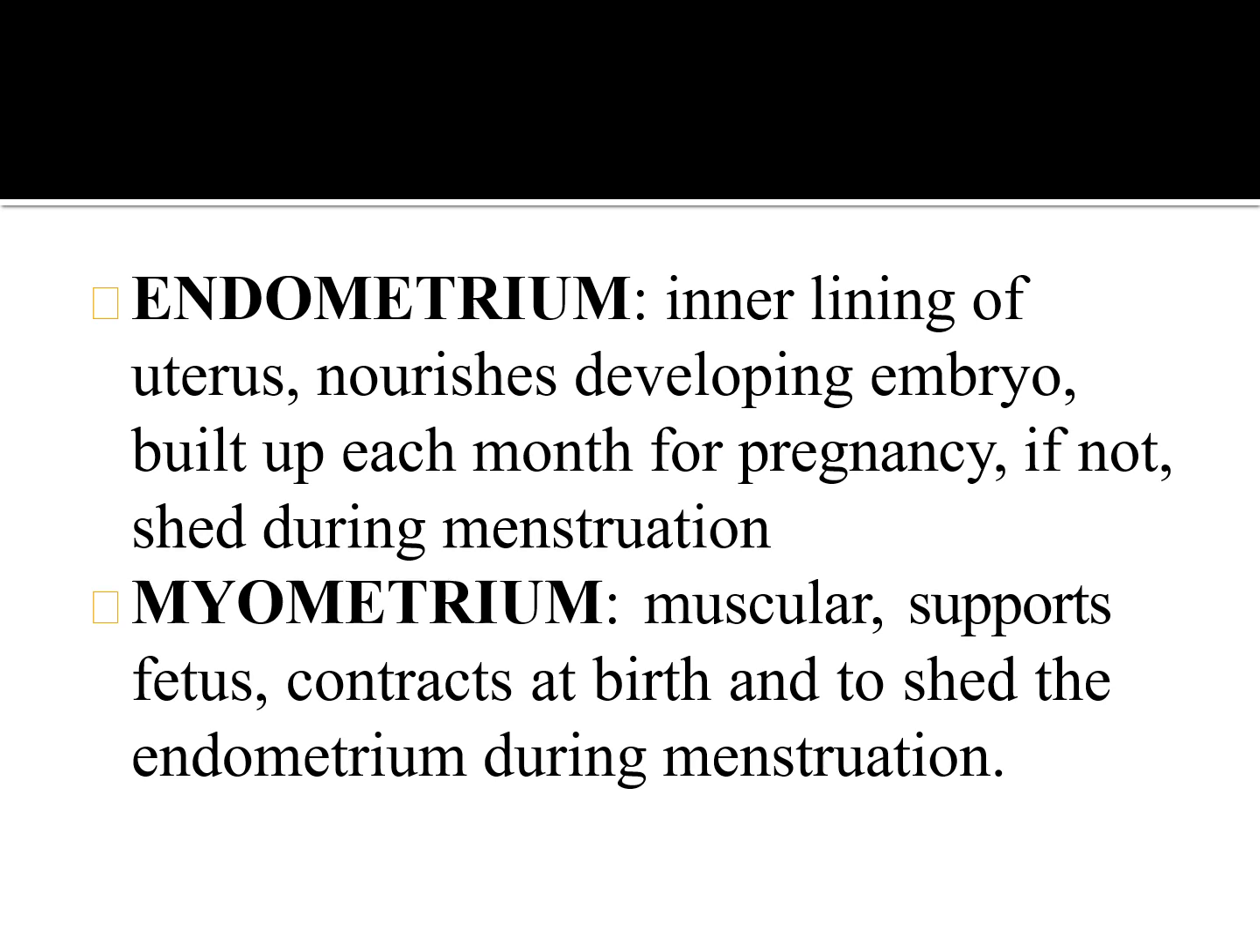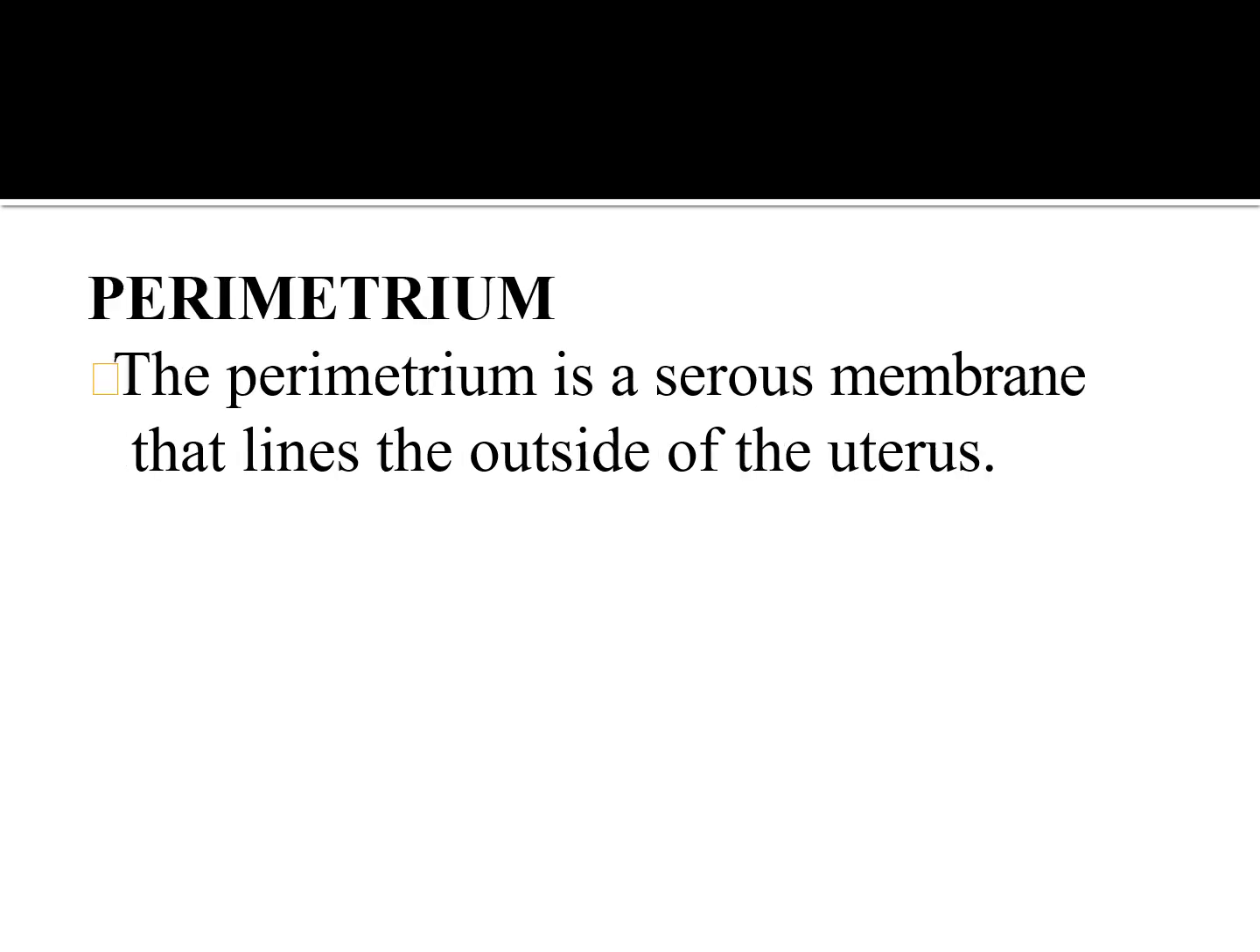Next is the myometrium. It's the muscular support of the uterus, and it contracts during childbirth and allows the delivery of the baby. During menstruation, it also helps in the shedding of the endometrium. Next is the perimetrium. The perimetrium is a serous membrane that lines the outside of the uterus.